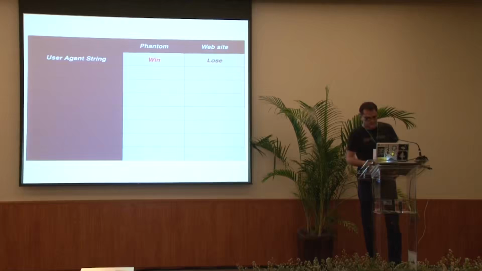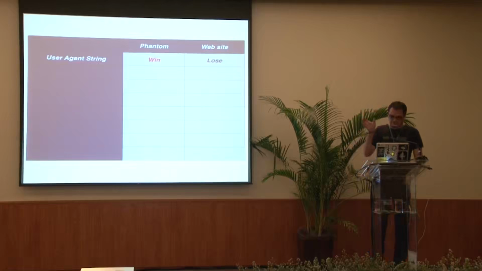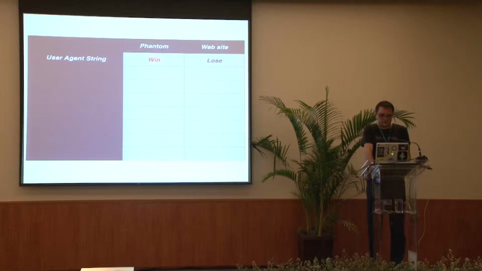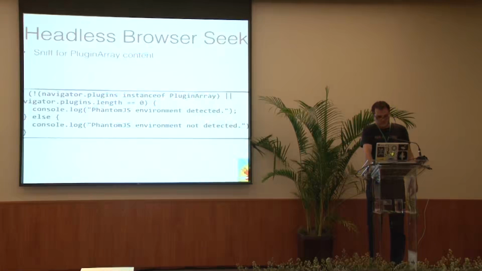And we have this sort of winning matrix, and we're going to keep track of whether some detection method works or not. So user agent obviously doesn't work because PhantomJS can spoof the user agent string, so PhantomJS wins in this case. Let's see what else can be done.